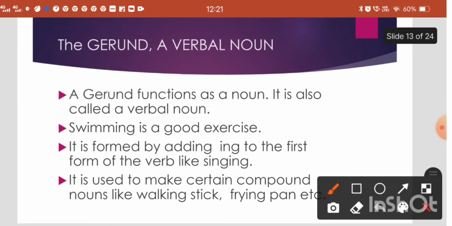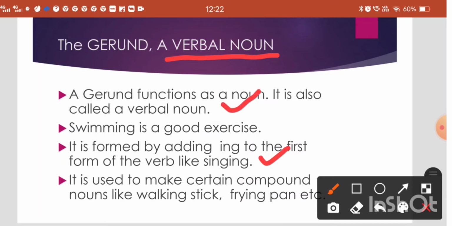Next important non-finite is the gerund, a verbal noun. Why is it called a verbal noun? Because it is partly a verb and partly a noun. How? Because it is formed by adding ing to the first form of the verb. Okay? And it functions as a noun. That's why it is called a verbal noun.